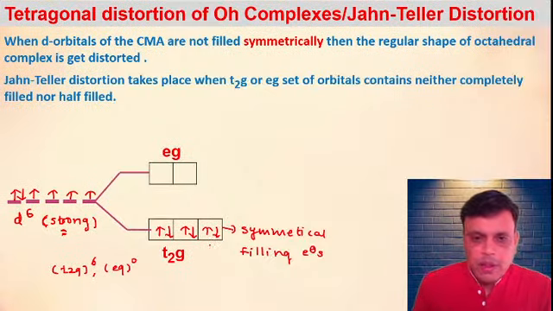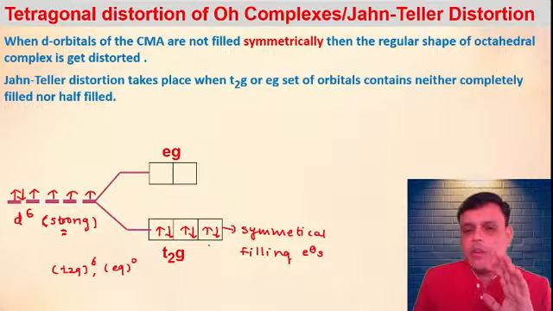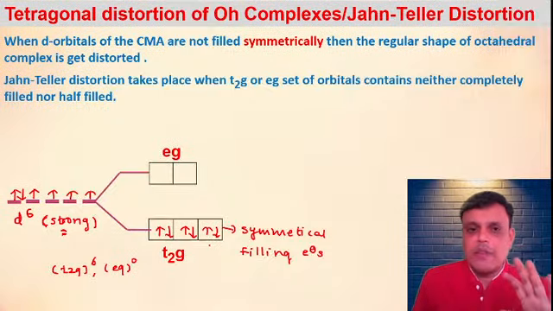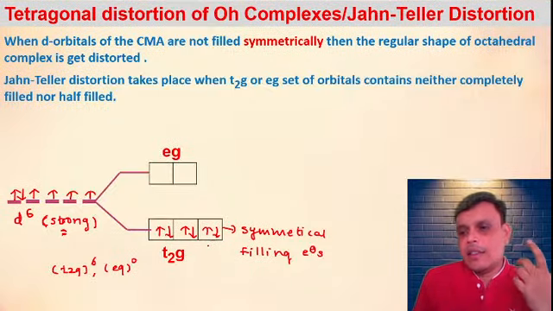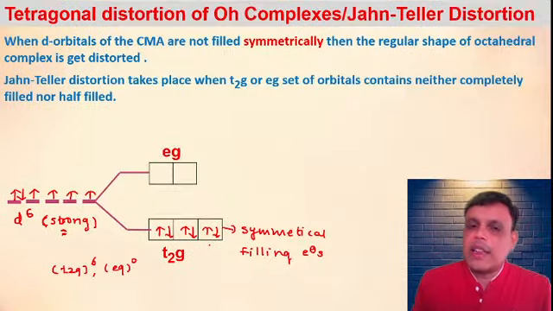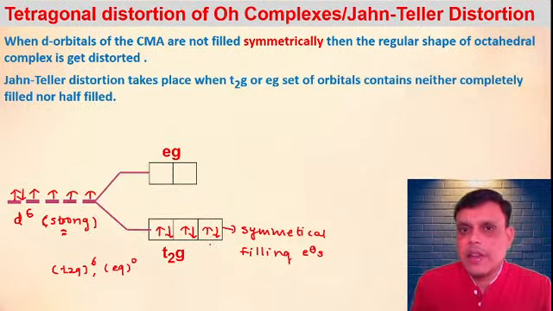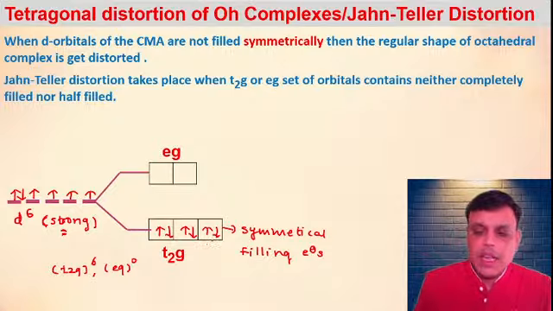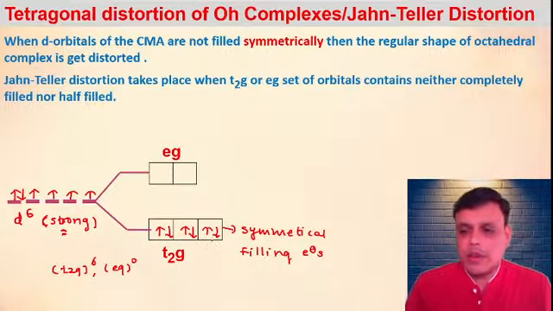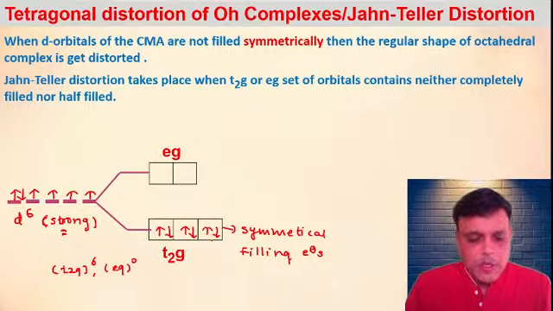ठीक है, समझ में आया what is meant by symmetrical filling of electrons? When the orbital contains exactly half filled or completely filled electrons, then that orbital is called a symmetrically filled orbital. Understood this symmetrical filling of electrons? समझ में आया? Tell me.